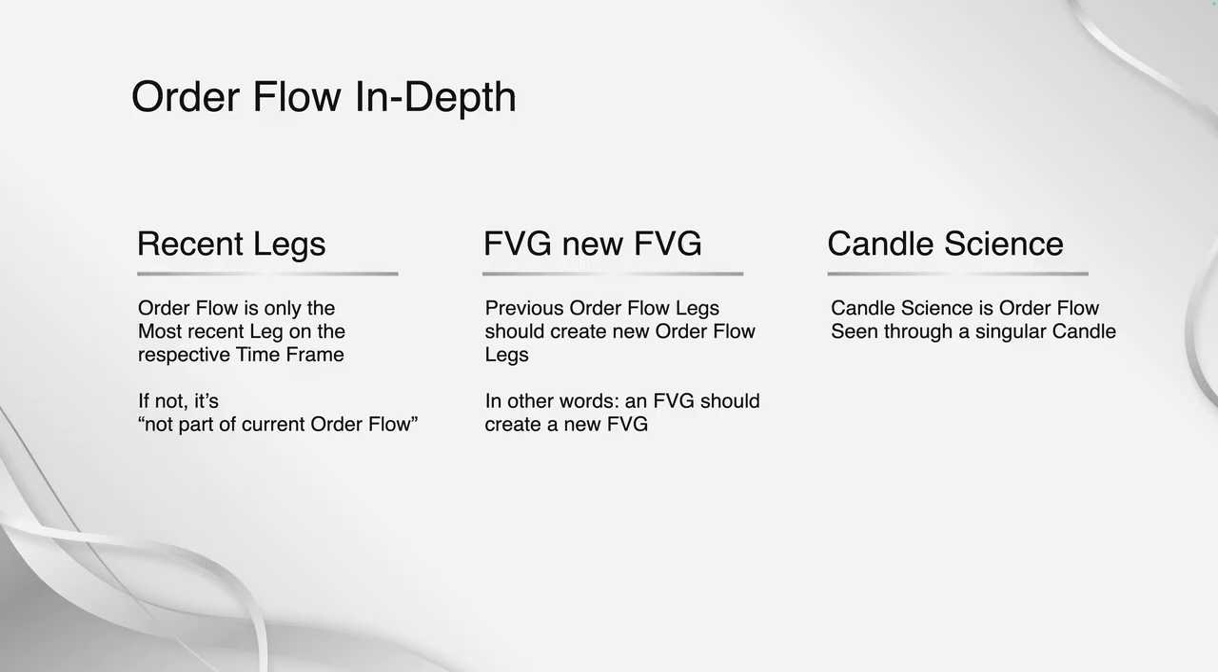So with order flow, we are always focusing on recent lags right there. Order flow is only the most recent lag on the respective time frame. It is not about, we don't add orders on a random PD array all the way towards the left. And what that exactly looks like is what I'll show you in 1 second. If not, and this is what you'll hear me say quite often, if not, it's not part of current order flow.